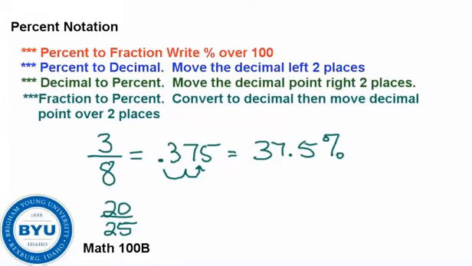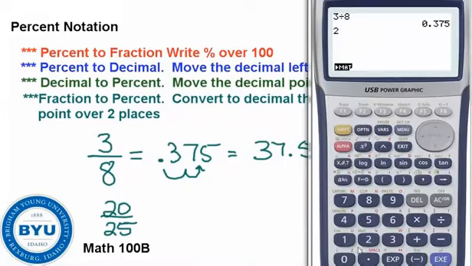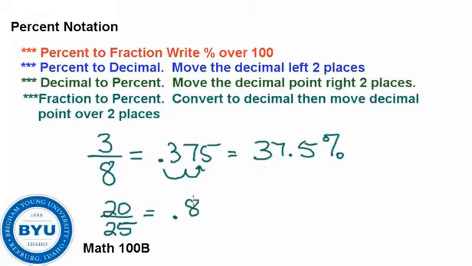20/25? So again, we could do this in the calculator. We could do 20 divided by 25. Push the enter button. I get 0.8. So as a decimal, it's 0.8. As a percent, we need to move the decimal place over 2 spots. And when we do that, 1, 2, we need to add a 0 here. We find out that it's 80%.